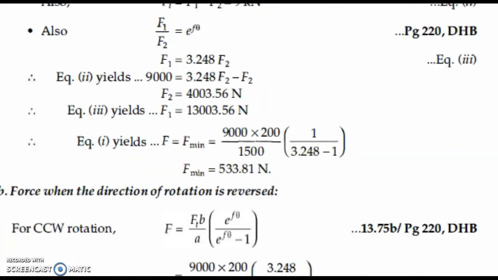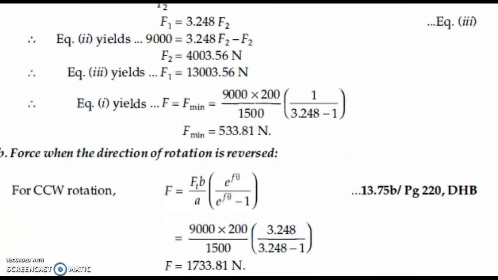Then the second one. What is the second question? They are asking about the force when the direction of rotation is reversed. What will happen? For the counterclockwise direction, we need to take the value of F. How can we find that equation? That equation is in our data book, page number 270, equation number 13.19D.